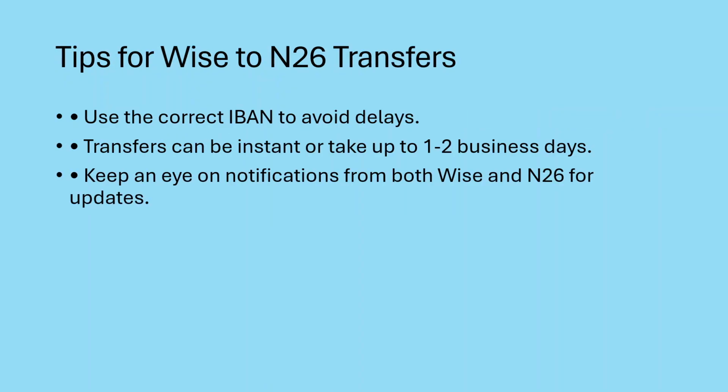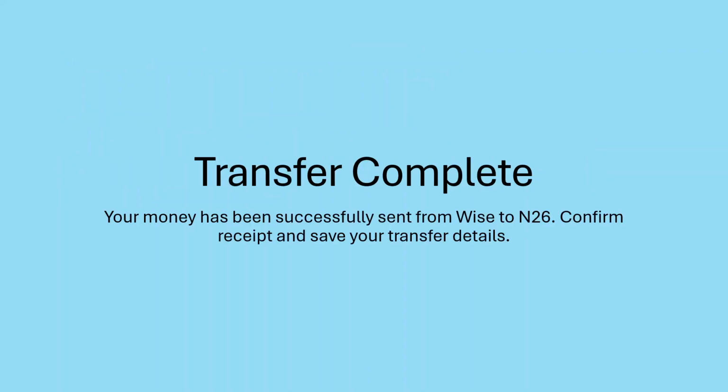Now I have some tips for Wise to N26 transfers. Use the correct IBAN to avoid delays. And transfers can be instant or take up to 1 to 2 business days. It's important to keep an eye on notifications from both Wise and N26 for updates. And that's how you send money from Wise to N26.